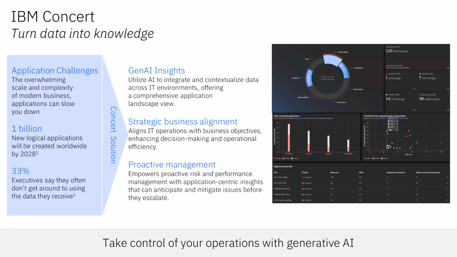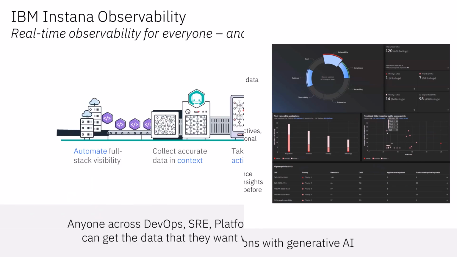IBM Concert is the connective tissue across the application landscape, turning diverse data into contextual knowledge. IBM Concert provides generative AI insights that help you understand your application landscape and enable you to discover the connections, dependencies, gaps, and opportunities in your application architecture.